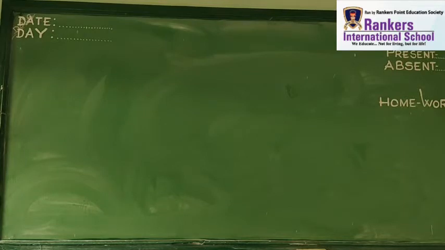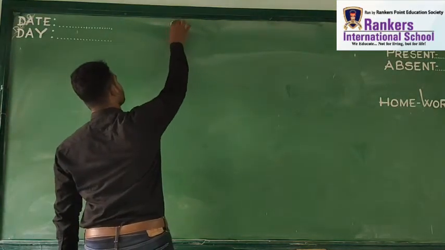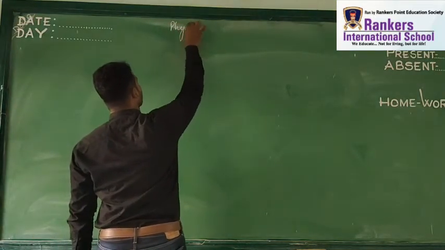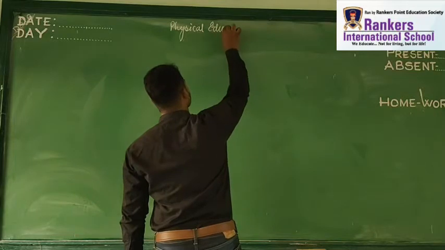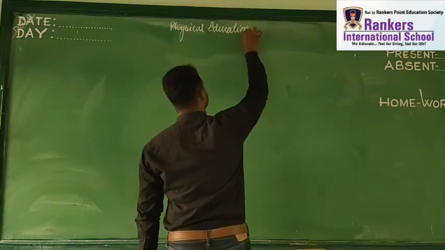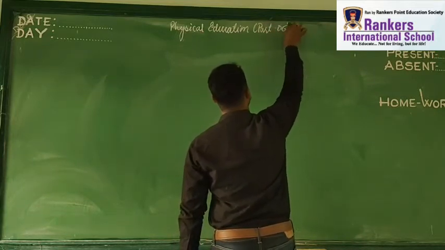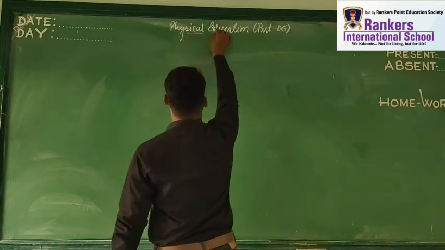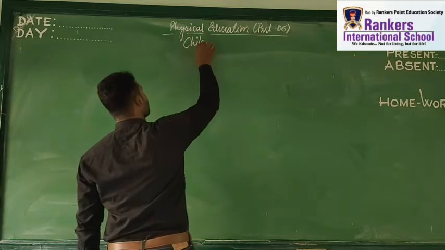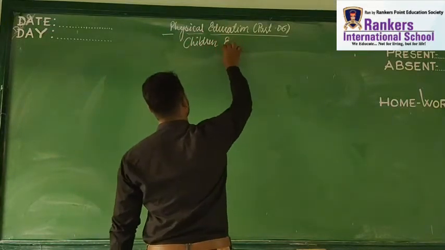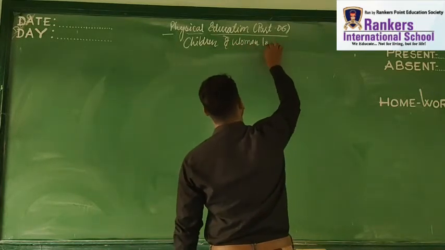So, today we are going to learn a new concept. Welcome to our physical education class. This is part 6. And we are going to deal with the chapter named Children and Women in Sports.